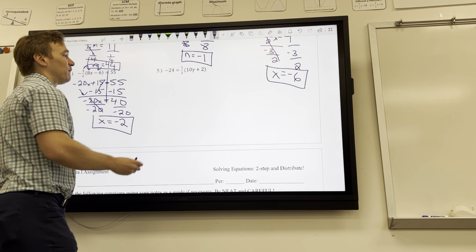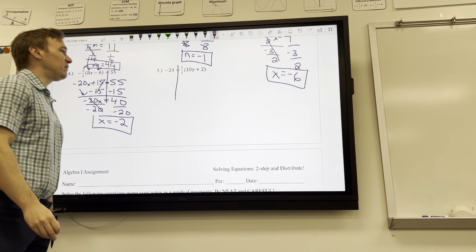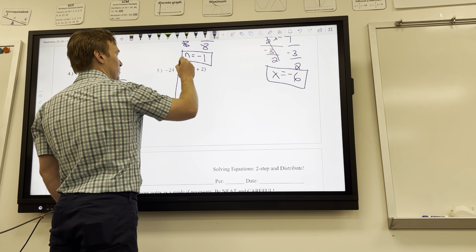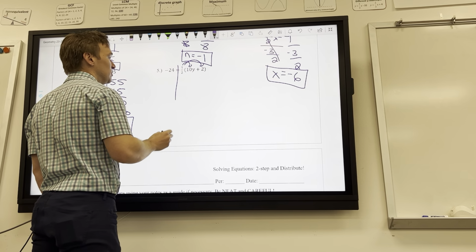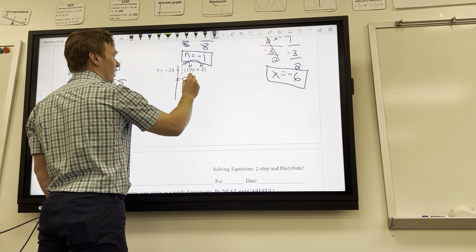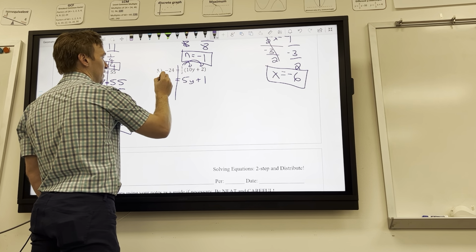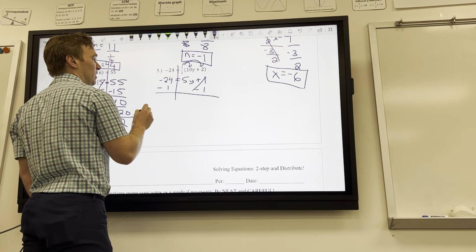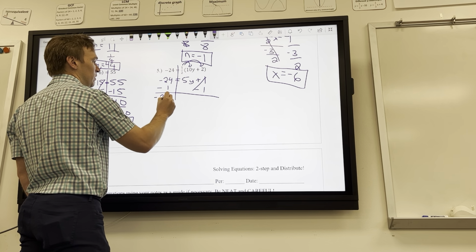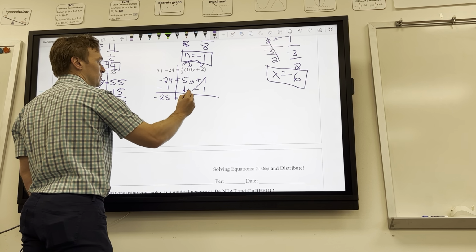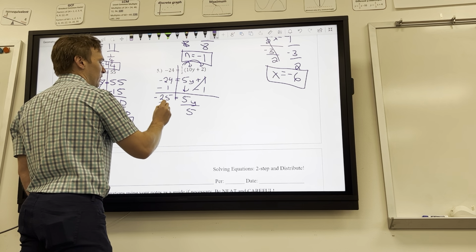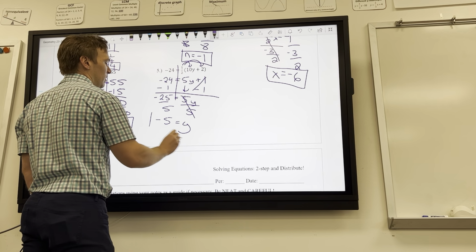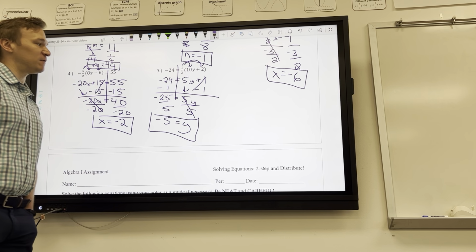All right, last one, number 5. We have negative 24 is equal to 1/2 times 10y plus 2. So we do 1/2 times 10 and 1/2 times 2, and that is 5y plus 1. Negative 24 drops, and you minus the 1, minus the 1. Negative 24 minus 1 is negative 25. 5y drops. Divide by 5, you divide by 5. y is equal to negative 5.